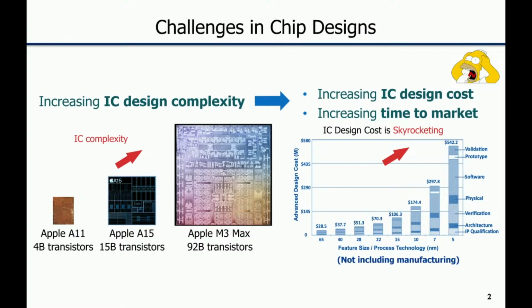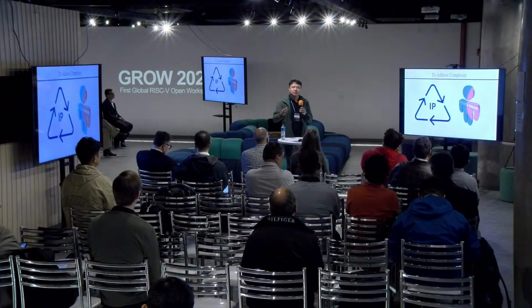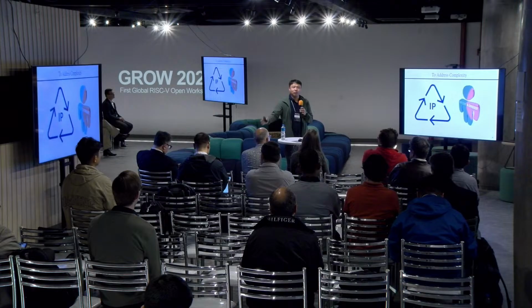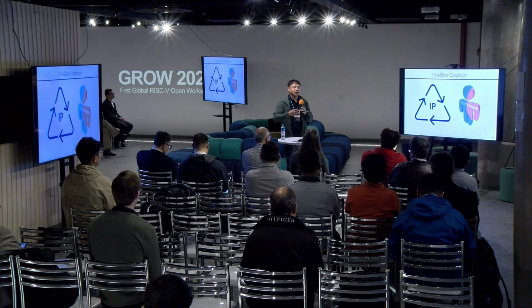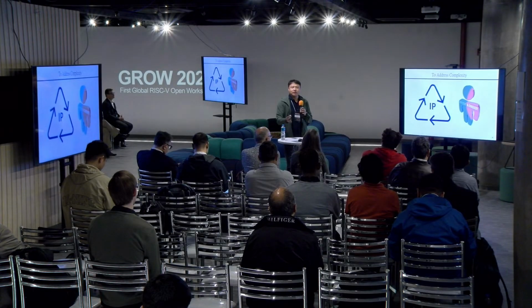So traditionally, how do we address the design complexity? Basically, there are mainly 2 strategies. One is we do IP reuse. And the other is that we take a systematic divide and conquer approach. We break a very complex task into small subtasks and work on them one by one. Eventually, we combine them to get the final solution. This is what we have been doing for several decades.